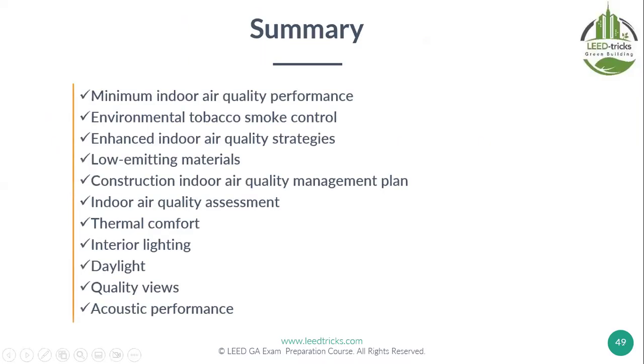So as a summary, we have discussed many interesting things like minimum indoor air quality, environmental tobacco smoke, enhanced air quality. So minimum is prerequisite, enhanced here is a credit. Emitting materials and VOCs, construction indoor air quality management plan, indoor air quality assessment, thermal comfort, interior lighting, daylighting, quality views, acoustic performance. Very interesting things. They will be very useful in your design when you consider all this, and you can maybe do more readings in LEED AP to really make a design compatible with LEED and with indoor air quality standards and acoustic design and so on.